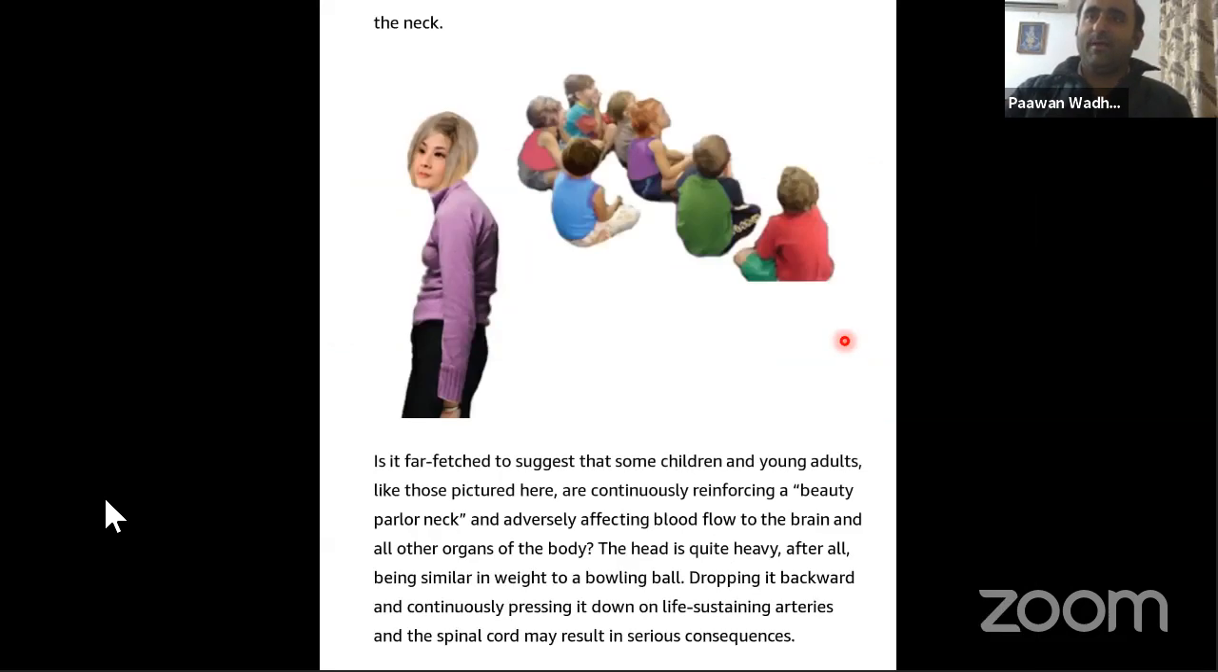This is again the beauty parlor pose. Children are compressing, and this lady is compressing her neck, and this is wrong.